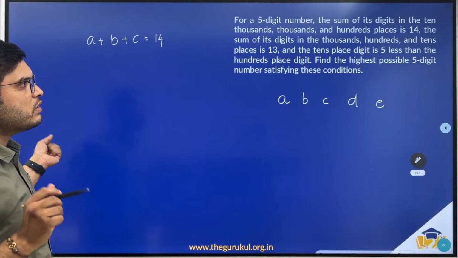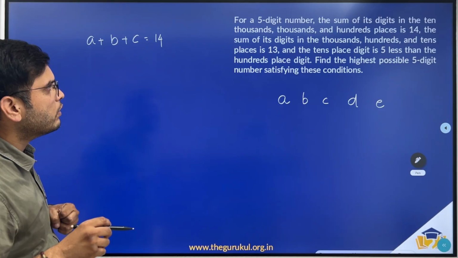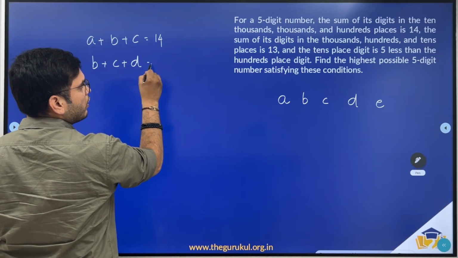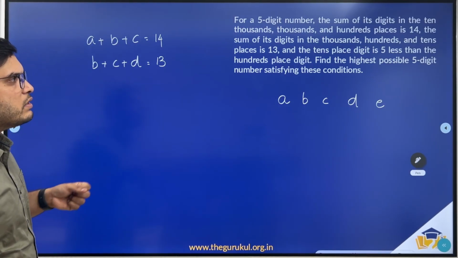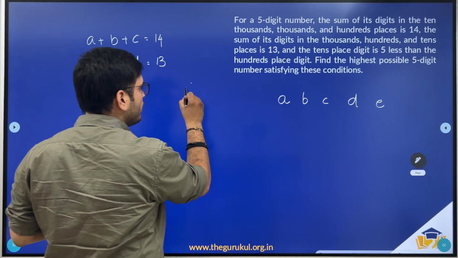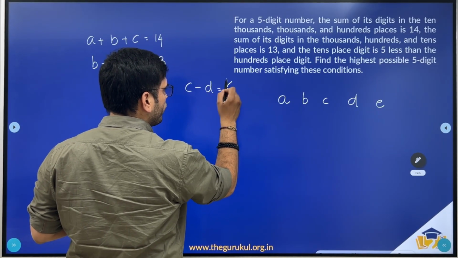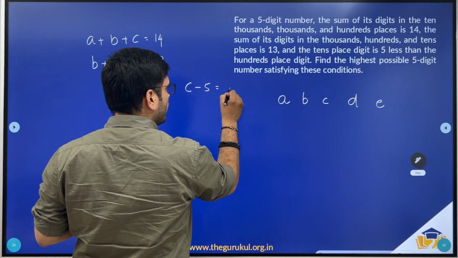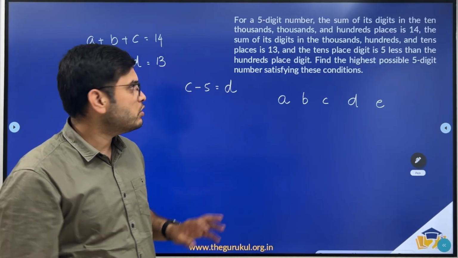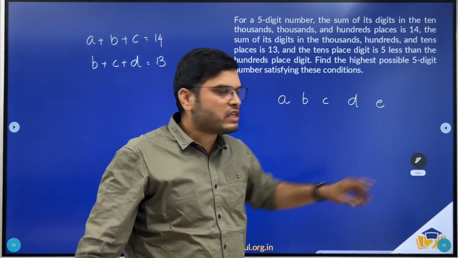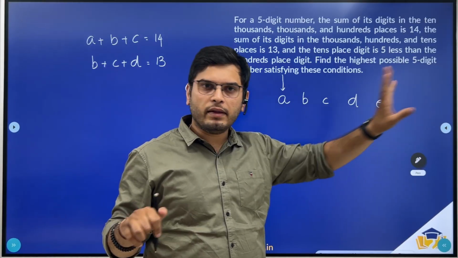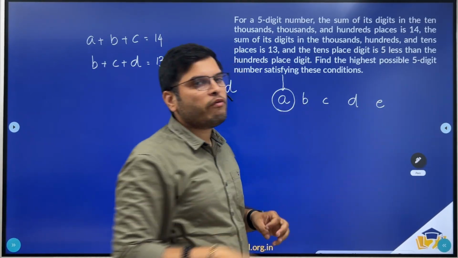The sum of its digits in thousands, hundreds and tens place is 13. So thousands is B, plus C plus D is equal to 13. And the tens place digit, which is D, is 5 less than the hundreds place digit. So C minus D is equal to 5, or C minus 5 is equal to D. Now find the highest possible 5-digit number satisfying these conditions. In order for this number to be maximum, A should be maximum first, then B, then C, then D, then E. So we should be finding the maximum possible value of A first.